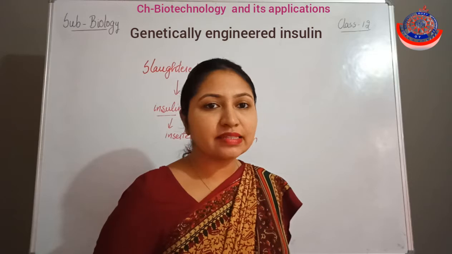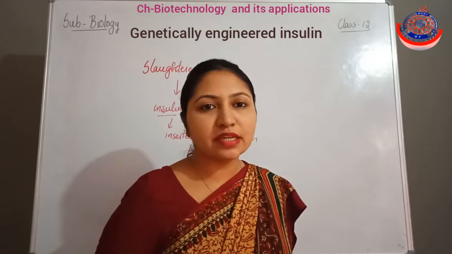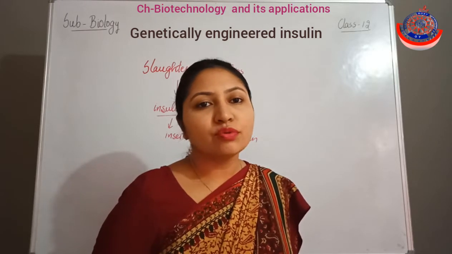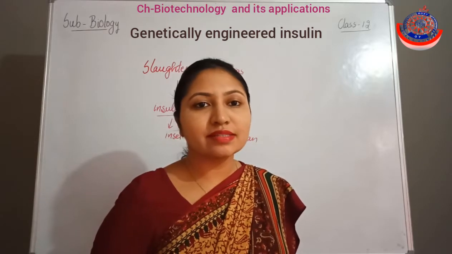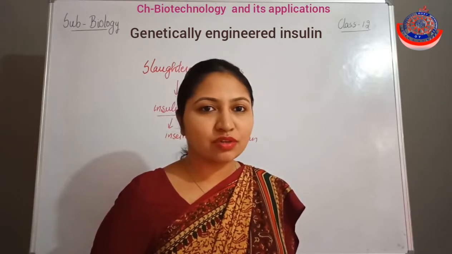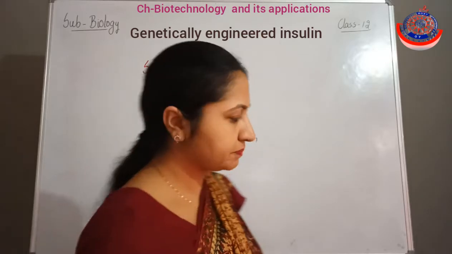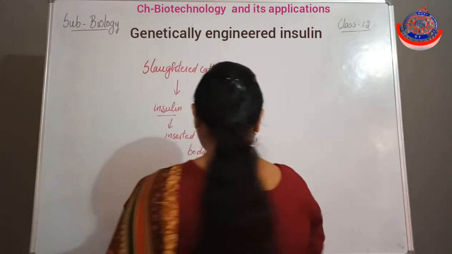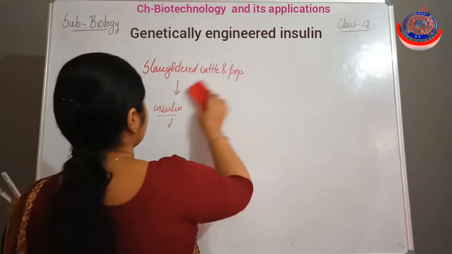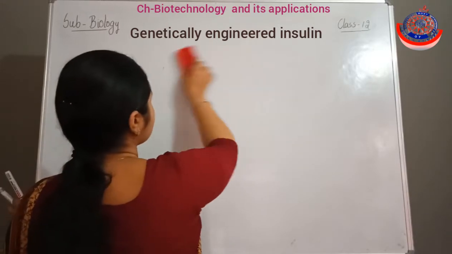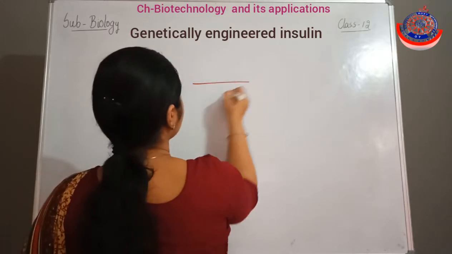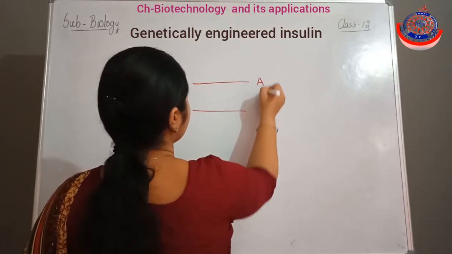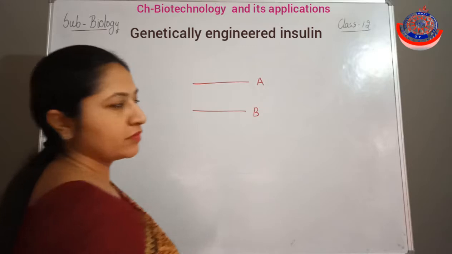And now these days, because of the advancement in biotechnology, through rDNA we can produce the insulin hormone. So let's first discuss the structure of the insulin hormone. Insulin hormone consists of two chains, that is A and B.